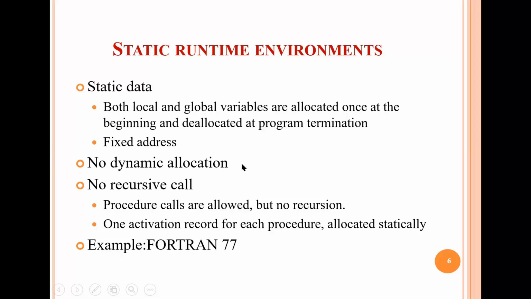Since there is no runtime allocation, we cannot have recursive procedure calls, because a recursive call means that within a procedure you are giving a call to the same procedure. Procedure calls are allowed, but no recursion is allowed. There is one activation record for each procedure, and that is also allocated statically. This was done in a programming language called Fortran 77.